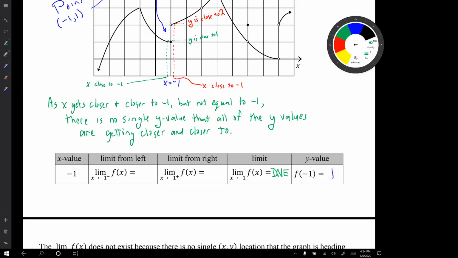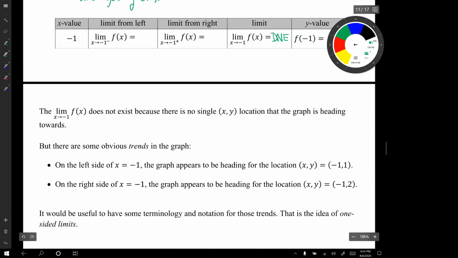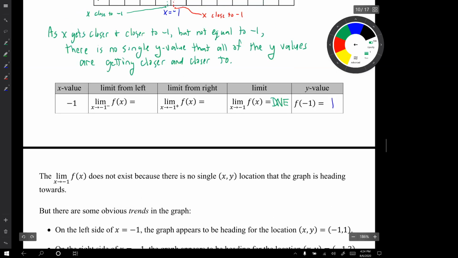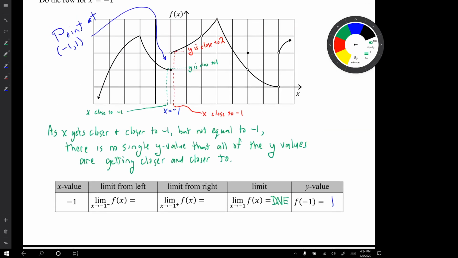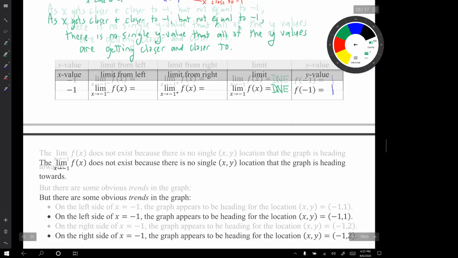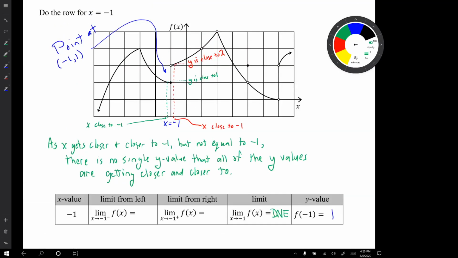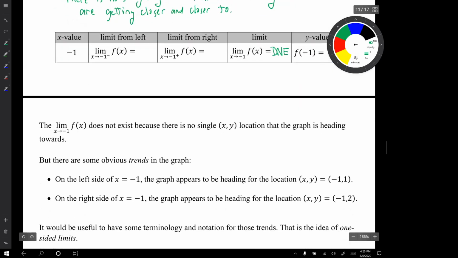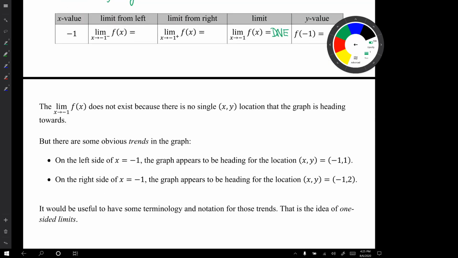And when x is getting closer and closer to -1, but to the right of -1, the y values are getting closer and closer to 2. So in other words, on the left side of x equals -1, the graph appears to be heading for the location (-1, 1). But to the right of x equals -1, the graph appears to be heading for this location, (-1, 2). So those are the trends that we can observe in the graph.